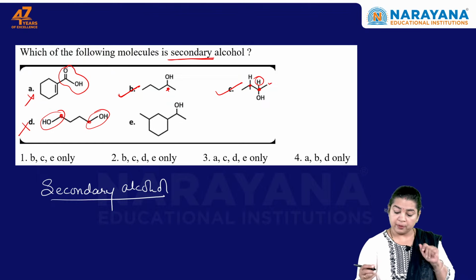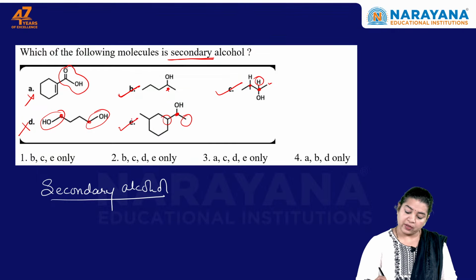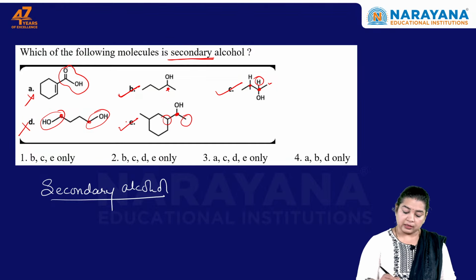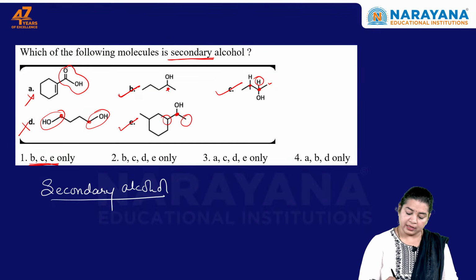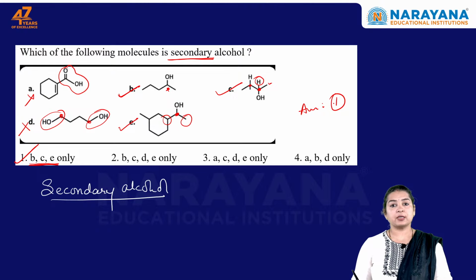So we leave D. Okay, let's go to E. In E, see this carbon. It is connected to 2 further carbons. It is satisfying the condition. So B, C and E are the answers. So for this, amongst our available options, the answer is first.